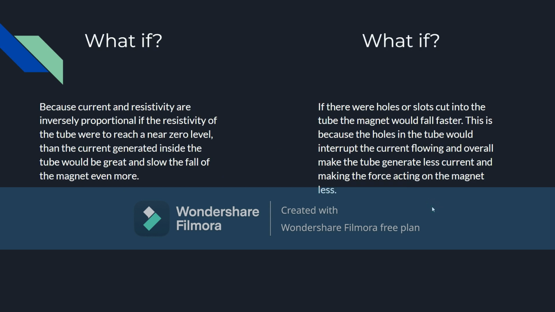What if, because current and resistivity are inversely proportional, the resistivity of the tube were to reach near zero? Then the current generated inside the tube would be great and slow the fall of the magnet even more. For the second what if, if there were lots of holes or slots cut into the tube, the magnet would fall faster. This is because the holes in the tube would interrupt the current flowing and overall make the tube generate less current, making the forces acting on the magnet less.